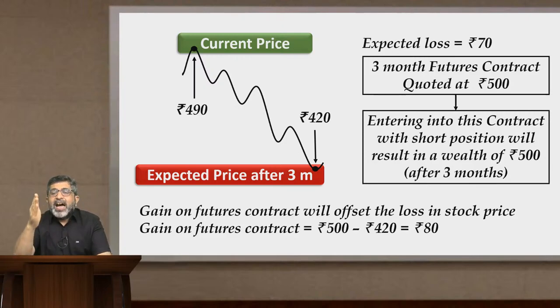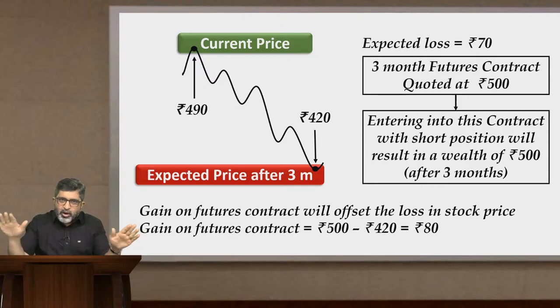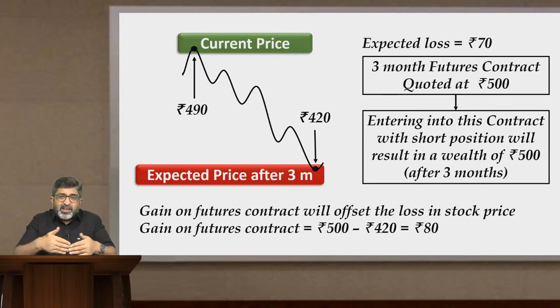Now, what happens after 3 months? With the stock, you had a long position. With the futures contract, you had a short position. The futures contract simply got settled. Now, the price after 3 months, suppose it is actually 420. You are expecting that the price will again rise. Then you wait and watch, let the price rise, your stock is at 420, it will rise.